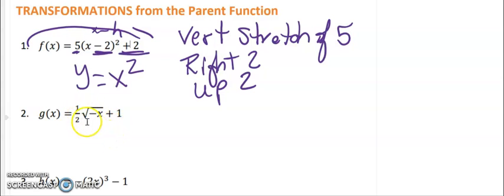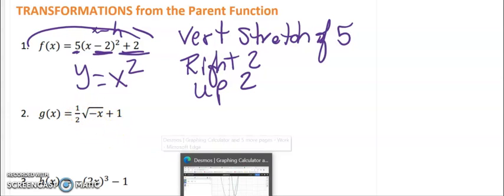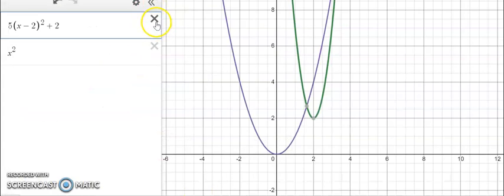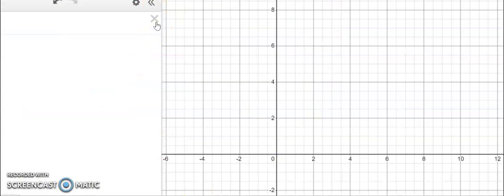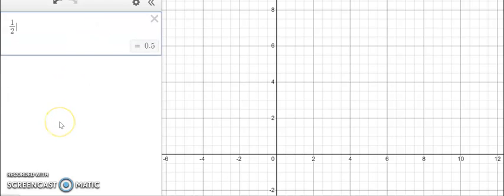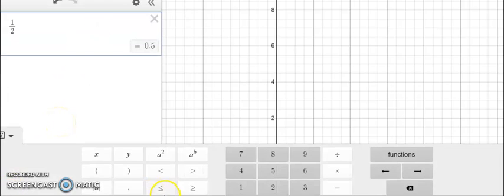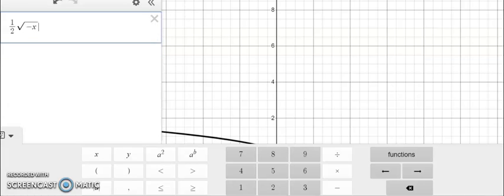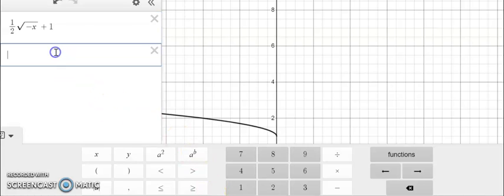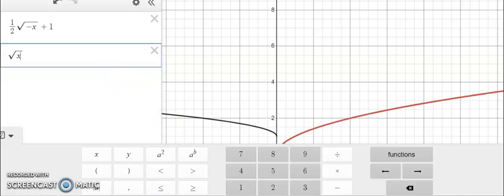It's a root. 1/2 negative x in the root plus 1. So let's do that. 1/2. We've got a square root, remember? So I got to get that from my little box. It's a negative x in there. And then we had a plus 1 on the outside. Now, my parent function for this square root is just square root of x. So we're going to hit square root of x.